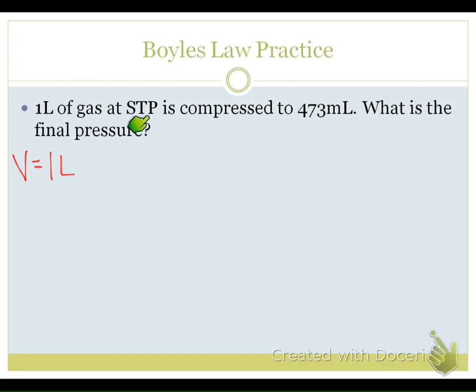STP tells us what two conditions? The pressure and the temperature. So what's our P1 at STP? 1 atm, good, 1 atmosphere. And our temperature at STP in Kelvin is 273, exactly. Does everyone understand where these numbers come from? STP is a specific condition that doesn't change. Why can't we use 0 Celsius? Because we want all of our temperatures to be in Kelvin.